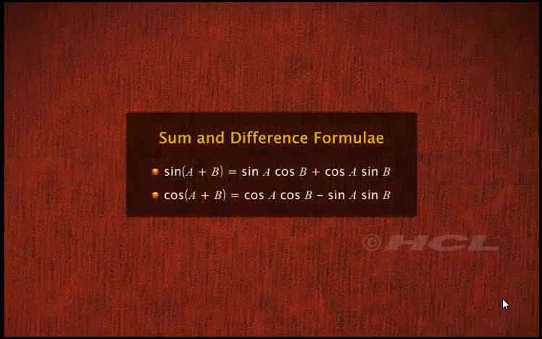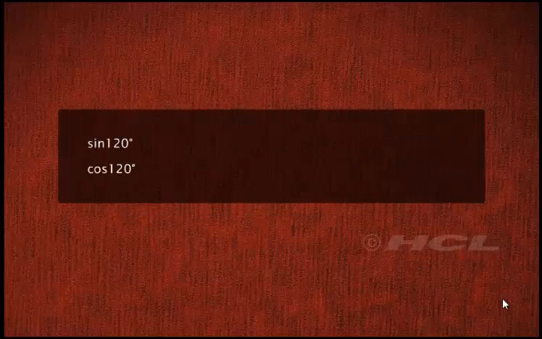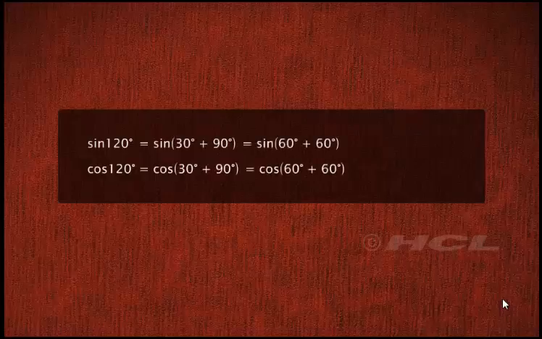We know that the values of trigonometric functions for larger angles can be found using the formulae of trigonometric functions for the sum and difference of two angles. For example, the values of trigonometric functions for an angle of 120 degrees can be found by rewriting 120 degrees as sum or difference of known angles, for instance, 30 plus 90, 60 plus 60, or 180 minus 60.